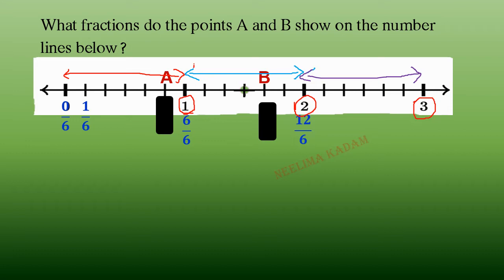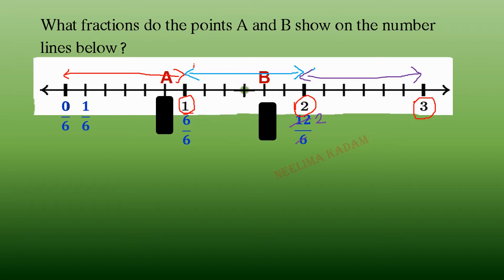So the first one is 0 by 6. Next 1 by 6 it is given, and here 1, that is 6 by 6 it is given. This one is 12 by 6, means 6 1s are 6, 6 2s are 12. Therefore here 2, right? Now you have to find out the points of A and B. Can you find out? Yes, it is very easy.